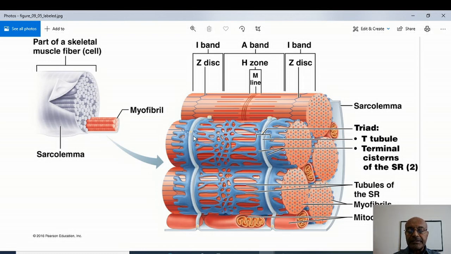This one is known as terminal cisternae. It's part of the sarcoplasmic reticulum. They differ in color. This one is a terminal cisterna, another terminal cisterna, and a transverse tubule in the middle is known as a triad, to mean triple. This is a triad, triple. Three tubes.